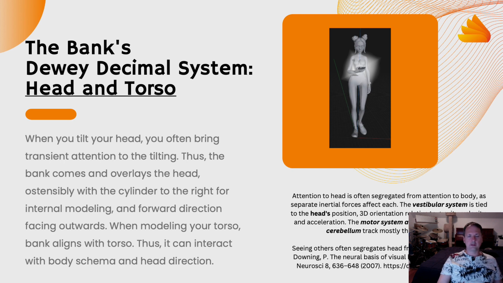Interestingly enough, it seems like when the bank comes to model your torso, it inverts chirality, so it goes from right-handed to left-handed. Maybe that's a way to keep track of what is you versus what is not you, what is outside world.